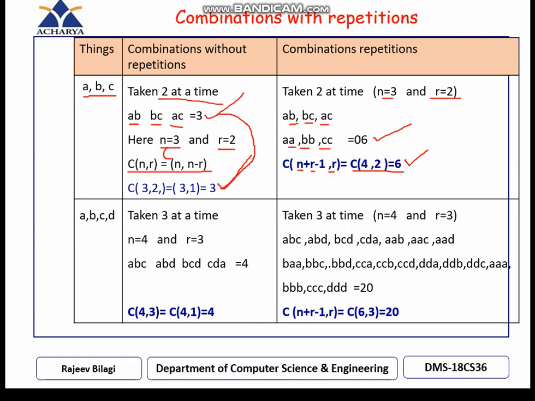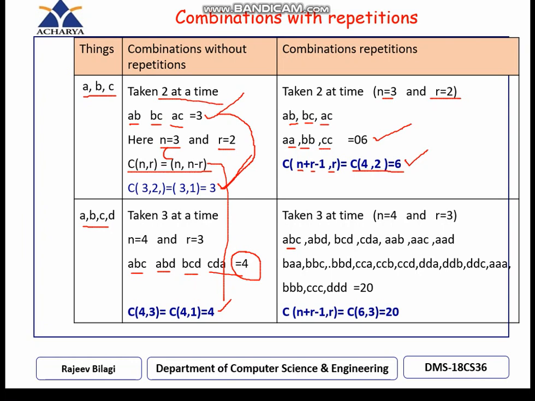Now if you look at a, b, c, d taken 3 at a time, if you find out ABC, ABD, ACD, BCD, there is no repetition at all. So in this case, I am going to get 4. And if you apply the formula, 4C3 or 4C1, you are going to get 4.